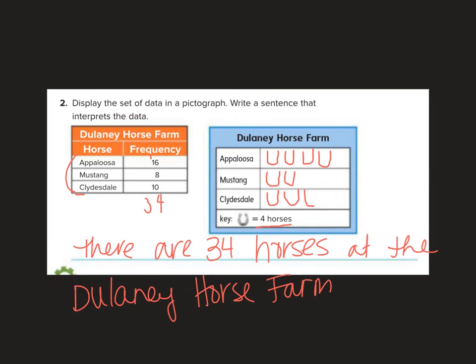I could say they have mostly Appaloosa horses at their farm. I could say they have a few Mustangs. Mustangs are the least popular horse at their farm, right? I can make all these kind of claims about the information that I'm seeing.